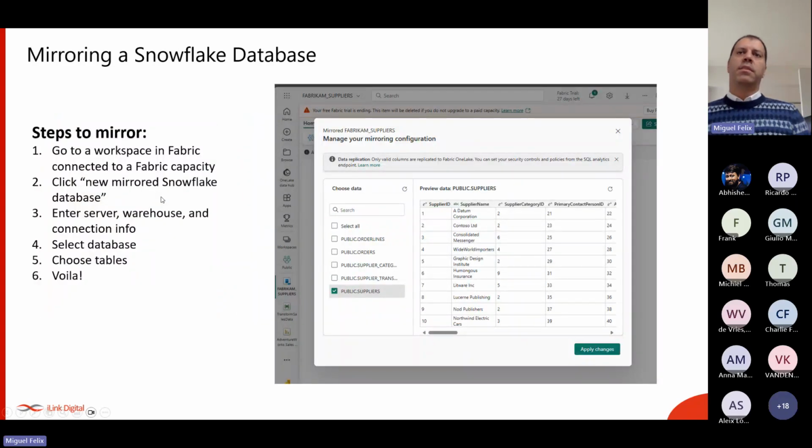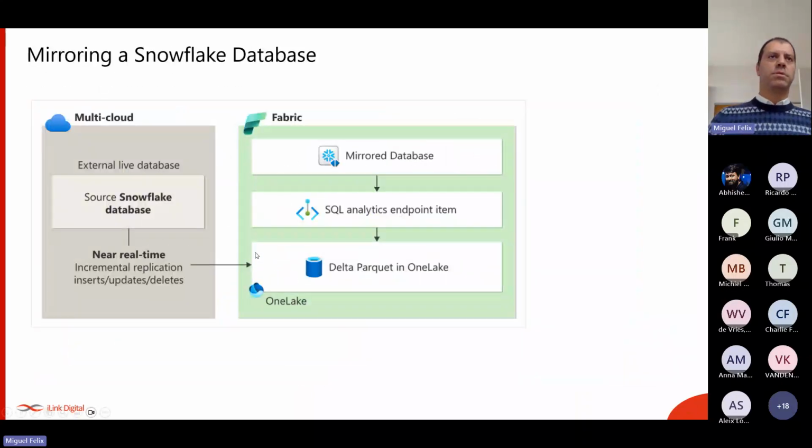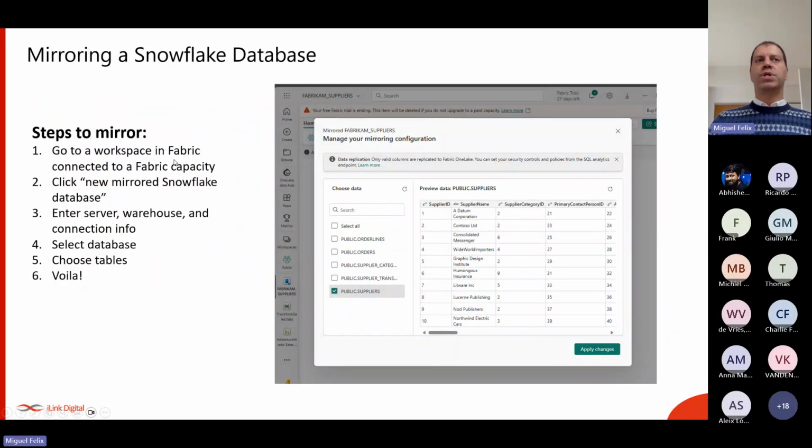And then I don't have an option. I won't show you this live, but this is basically the steps. So you go, sorry, apologies once again. So you go to a Fabric workspace, you create a new mirror Snowflake database.